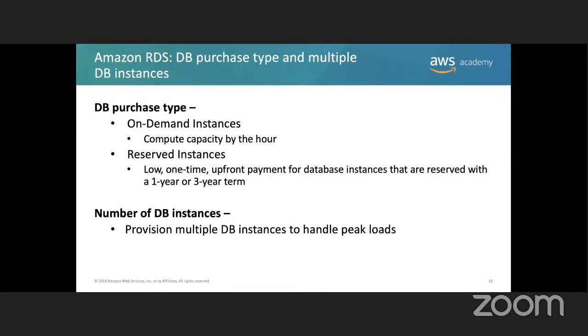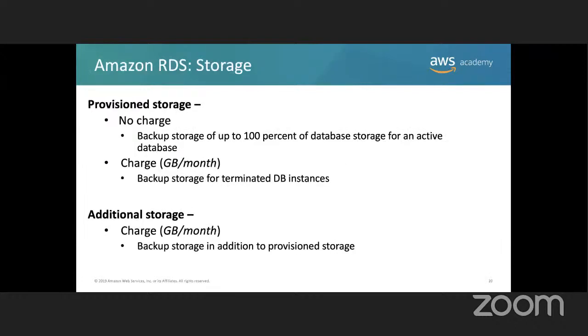The purchase type: you can have on-demand instances, just like EC2 instances, with compute capacity by the hour. You can also have reserved instances, just like EC2 instances, with a low one-time upfront payment for database instances that are reserved with a 1 year or 3 year term. The number of DB instances: provision multiple DB instances to handle peak loads. You're going to be charged depending on that and on the provisioned storage. There's no charge for backup storage of up to 100 percent of database storage for a native database. So if you have a native database, you're not going to be charged for backup storage. Okay?